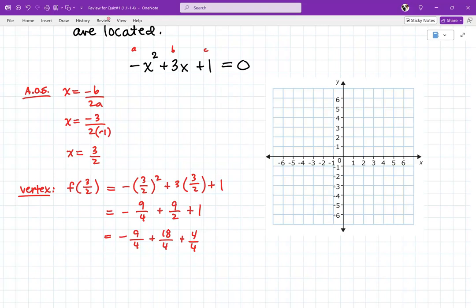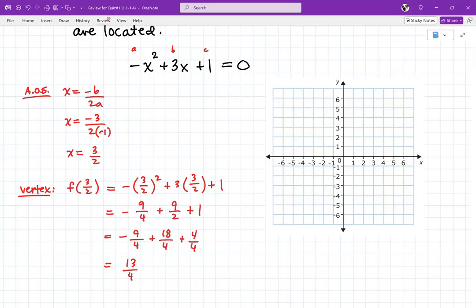So this could be 4 over 4 because it's 1. 9 over 2 will become 18 over 4 because I double it, right, to make it a 4 on the bottom. I have to double top and bottom. And the first one, I leave it alone. So now I can do the work. Negative 9 plus 18 is 9, plus 4 is 13. So this is 13 over 4. Again, I'm just doing this in my head. You guys can punch it into a calculator and get it done a lot faster.